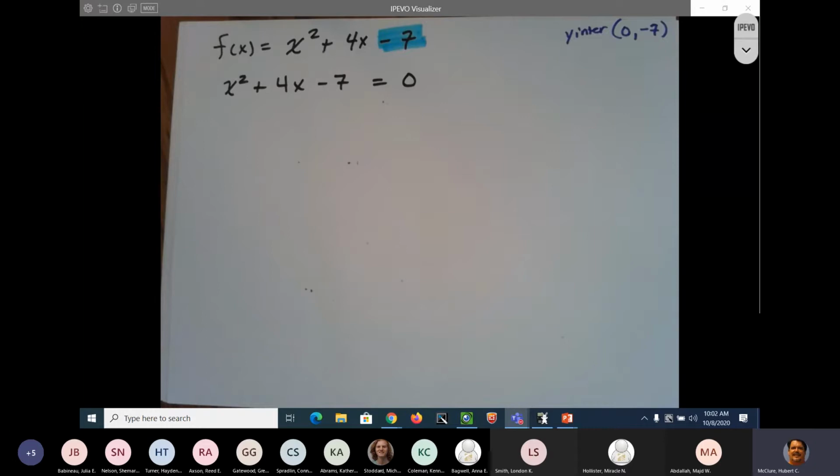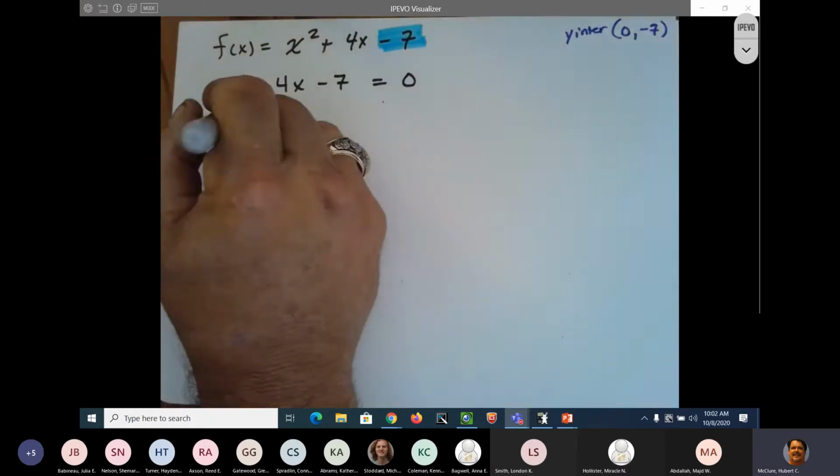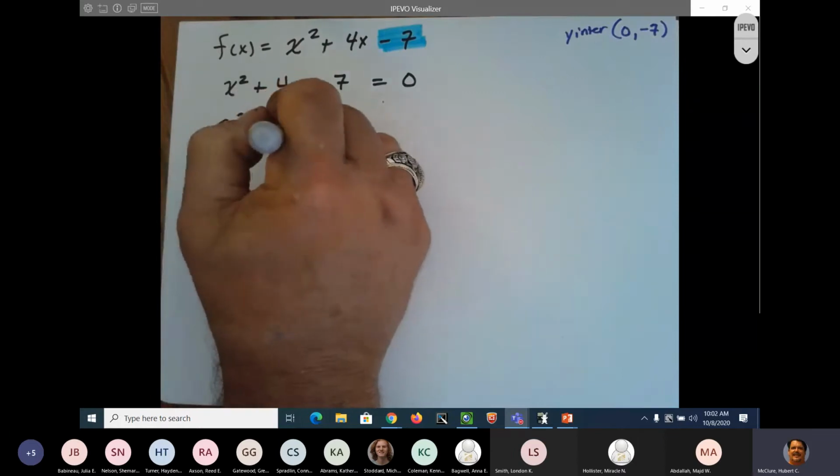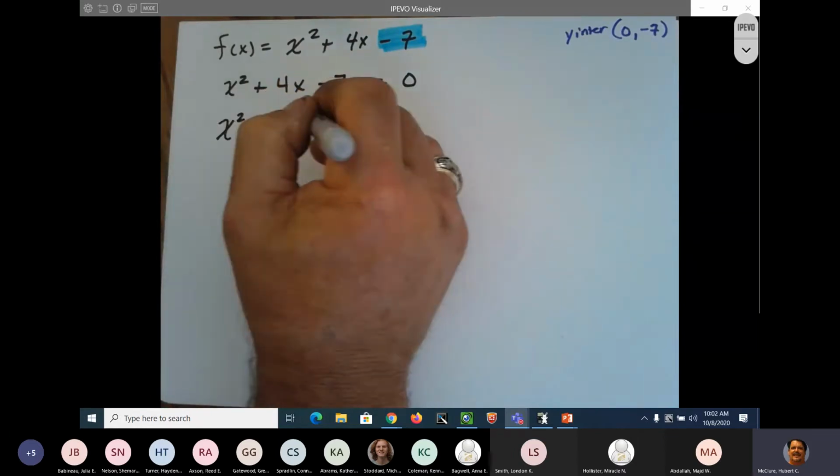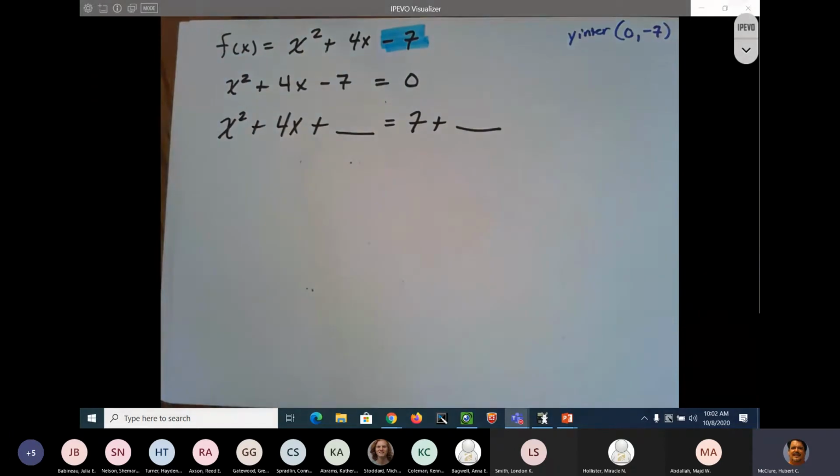Set equal to 0, add your blanks, and move C. X squared plus 4x plus blank is equal to 7 plus blank. So far, not a lot of brain work. Now I'm going to write in red, and you know I don't write in red unless it's important. Okay, here it is.